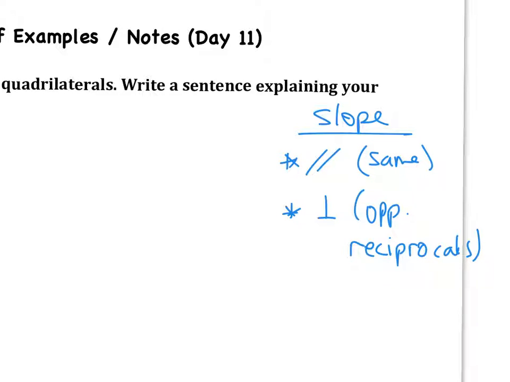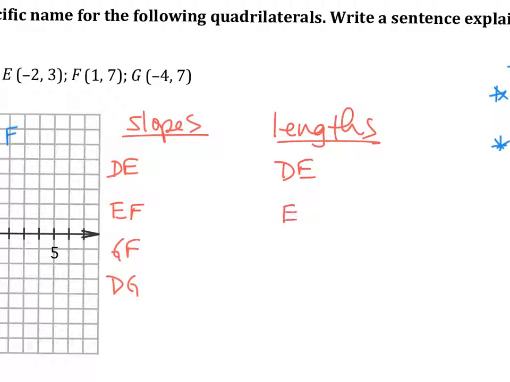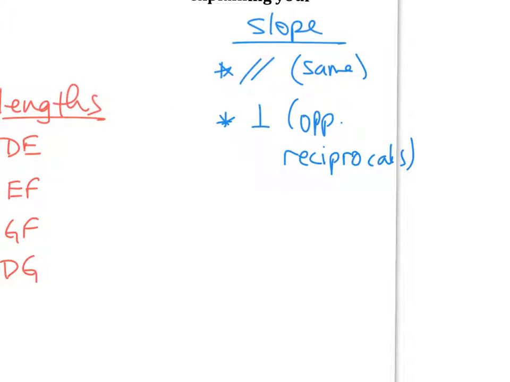Now the second thing that we are going to do is find the lengths of those same 4 sides. So you're going to find the length of DE, the length of side EF, the length of GF, and the length of DG. What are the lengths going to show us? How long it is, and how would that help us determine what shape it is? It's going to determine whether or not the sides are equal to each other. So the lengths are going to determine whether or not we have equal sides.